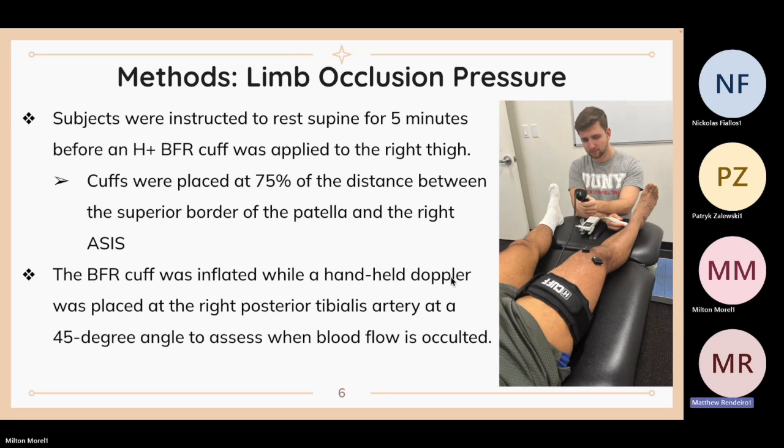So to calculate the subject's limb occlusion pressures, they were instructed to rest supine for 5 minutes prior to the H+ BFR cuff being applied to their proximal thigh. The cuffs were placed at 3/4 the distance between the superior border of the patella and the right ASIS. The BFR cuff was inflated while we had a handheld Doppler at the right posterior tibialis artery at a 45-degree angle to assess when blood flow was fully occluded.